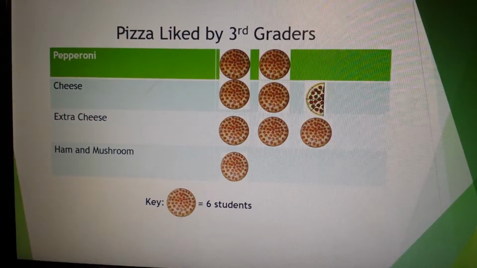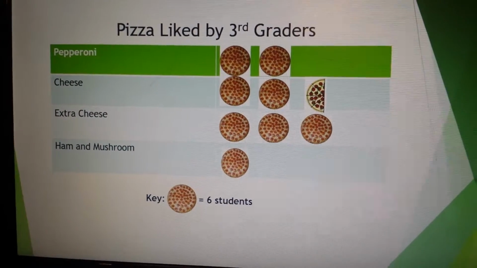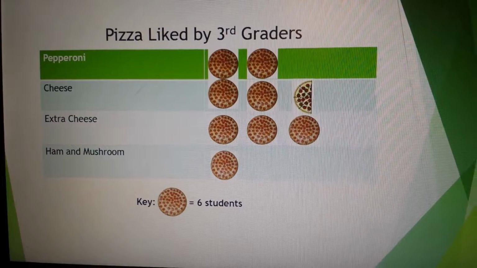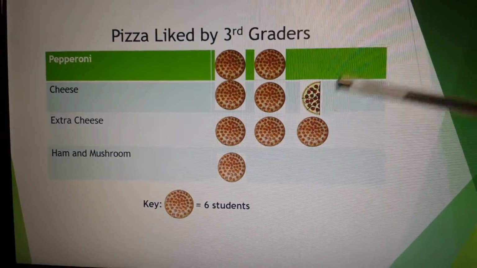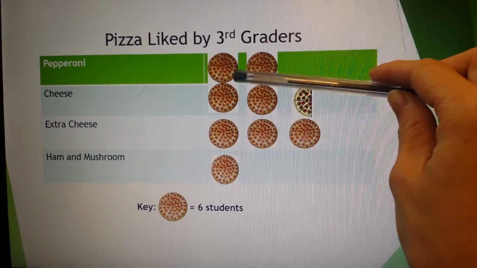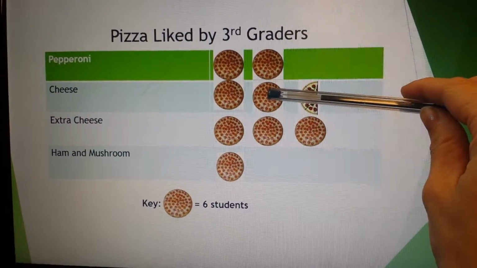Here we have 2 whole pizzas under pepperoni, which is 6 and 6 is 12. For cheese, you have 2 whole pizzas and a half. So 6 plus 6 equals 12.